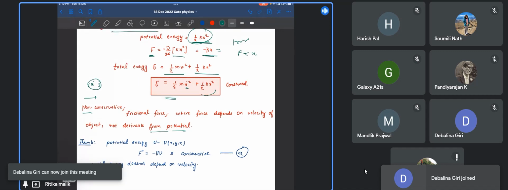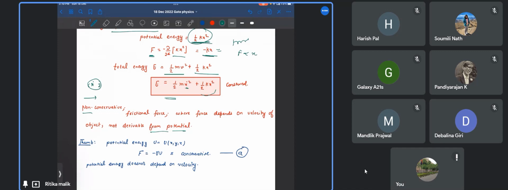So this is a kind of thumb rule. Whenever you try to find whether your system is conservative or not, you just look at the potential energy and see if you can derive your force by taking the negative gradient of u. If you can derive this, then you have a conservative system. Otherwise, your system is not conservative.